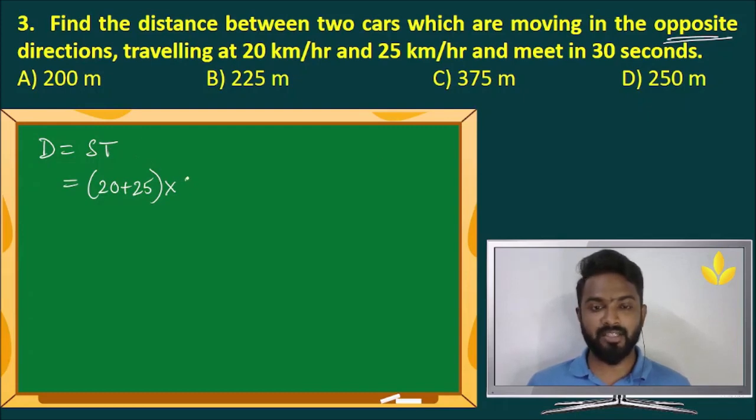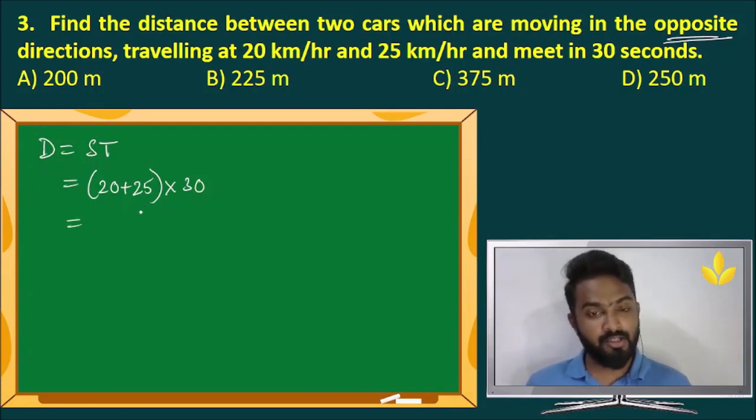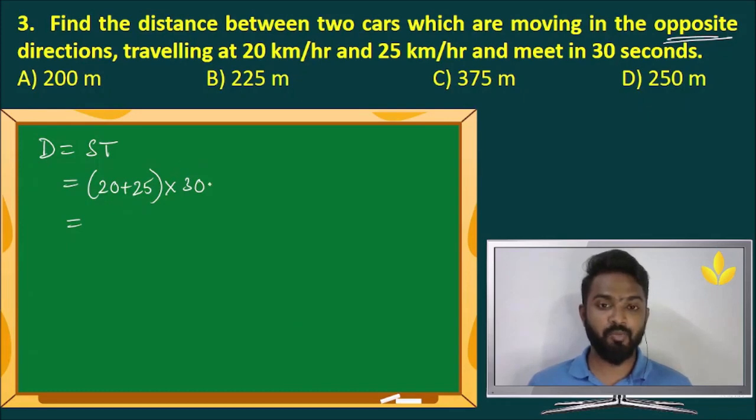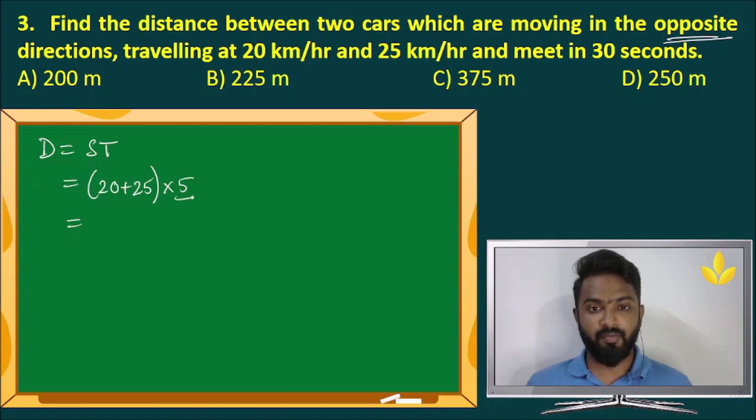Time is 30 seconds. Now again there is an issue. These are in kilometer per hour and this is in seconds. All the options are in meters. So we don't need to touch 30 at all, that is okay. But these kilometer per hour we need to change to meter per second. So we are going from big to small. So we have to multiply with a smaller number. That is 5 by 18. This is in meter per second into the time is 30.